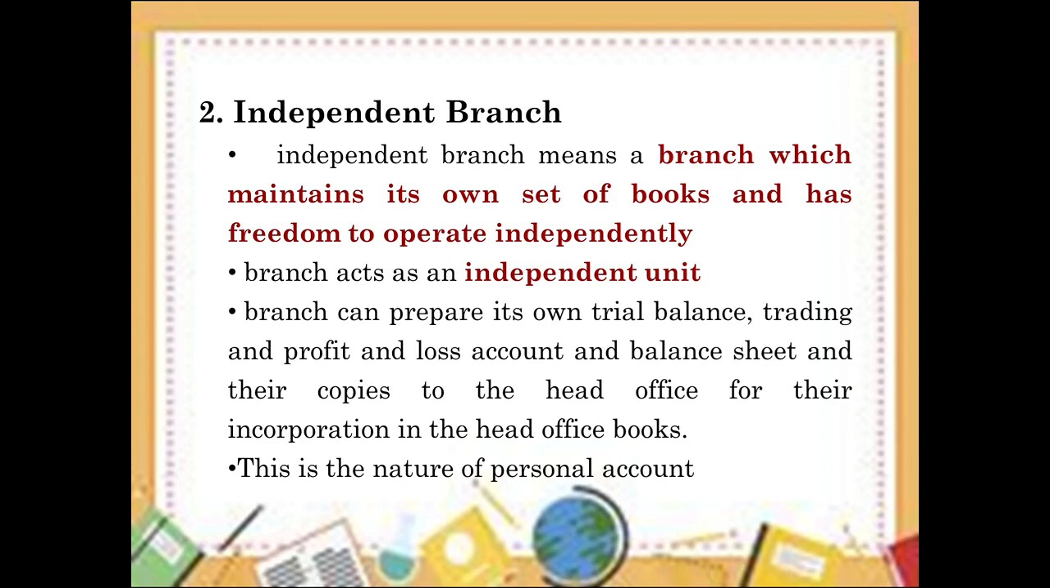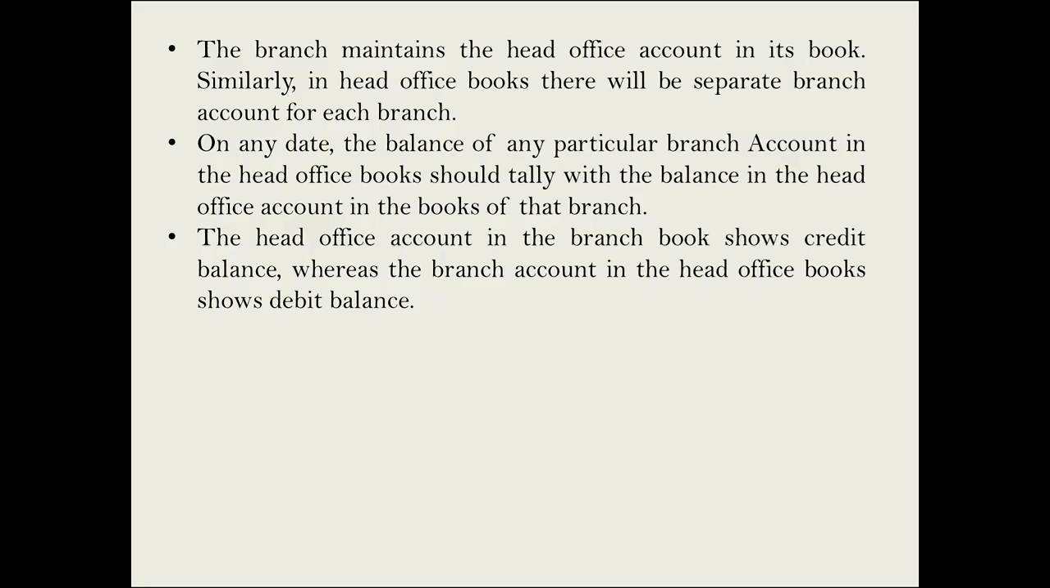On any date, the balance of any particular branch account in the head office books should tally with the balance in the head office account in the books of that branch. The head office account in the branch books shows credit balance, whereas the branch account in the head office books shows debit balance. Sometimes the two balances may differ. This difference is due to non-adjustment of amount of remittance or value of goods dispatched by the branch.